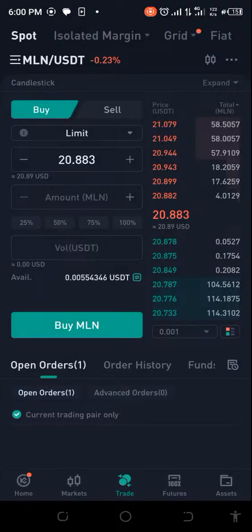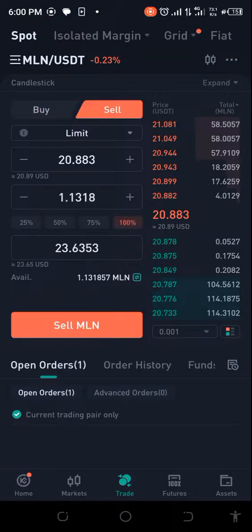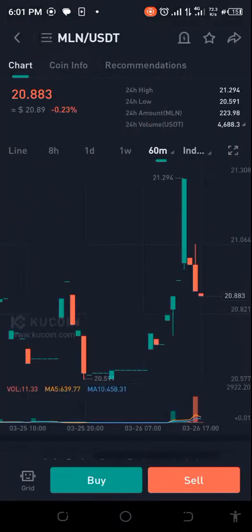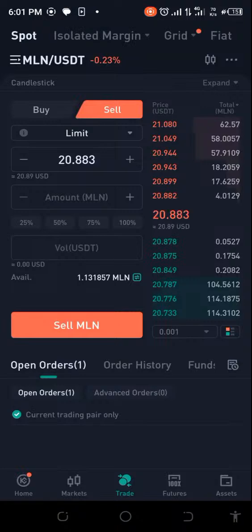Let me try and see. Oh, still the same. Still the same. Is this going to take long before it goes up high? I'm not going to place a bet on that. But what I would do is go ahead and try to sell this to BTC. Put my eyes on MLN USDT. If it crosses to 20.9 something, I'm going to do this.